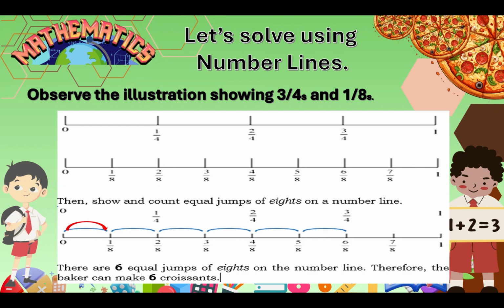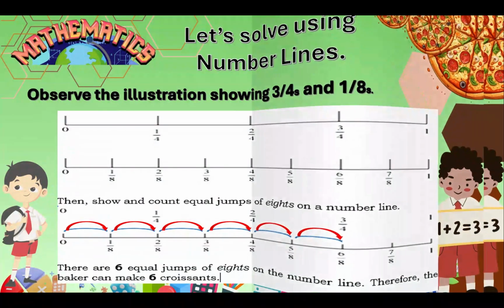So from 0, let's jump to 1/8. Then from 1/8 to 2/8, then 3/8, then 4/8, 5/8, and 6/8. As you can see, 6/8 is also aligned with 3/4. They have the same distance, meaning there are 6 equal jumps of 1/8s on the number line. Therefore, the baker can make 6 croissants out of 3/4 pound of dough.